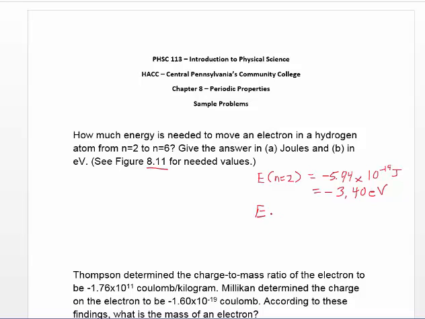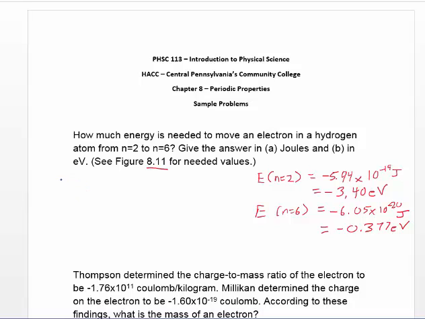We'll also need the energy for the n equals 6 state, and that is given in the same table. That would be negative 6.05 times 10 to the negative 20th joules, or negative 0.377 electron volts. So now we have the numbers that we need, and we just need the difference for the two values that we're looking for.